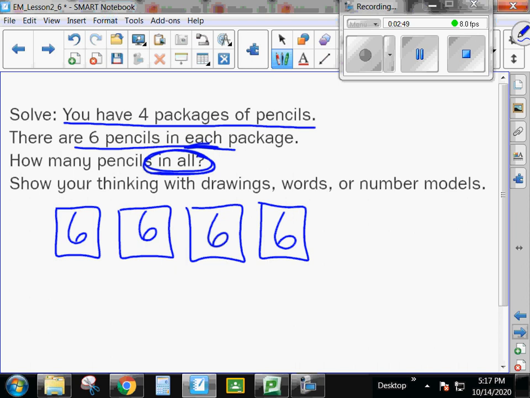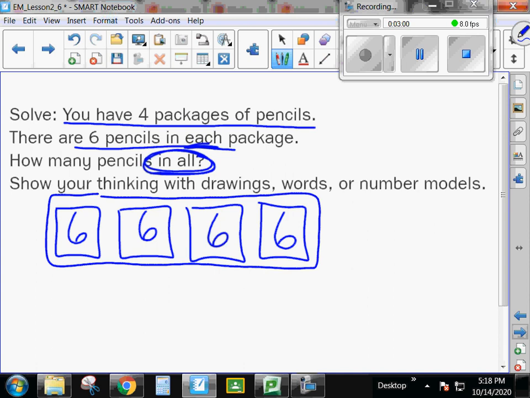So we talked about how the words in all are clue words that we're going to be adding things together, right? So we're going to be adding all of these pencils up. But we also talked about when we're adding the same number over and over and over again, that's repeated addition. What kind of math is repeated addition? Multiplication, right? What do you think that multiplication number model would look like? I'll give you a second. You can even pause the video. Write a multiplication number model to match my picture.